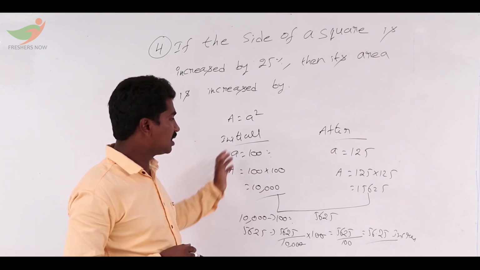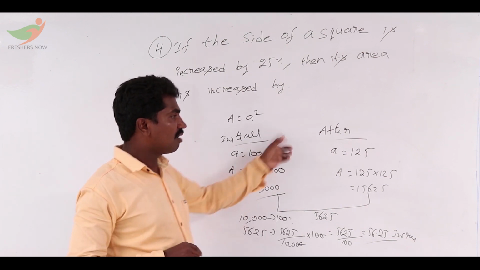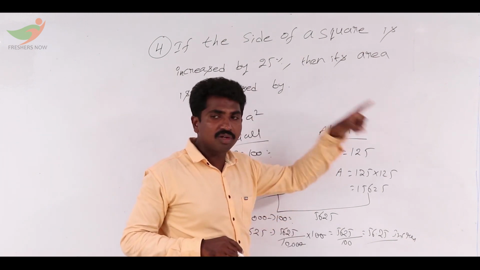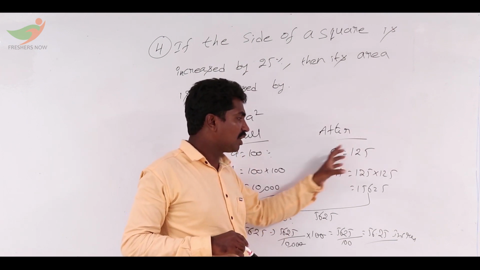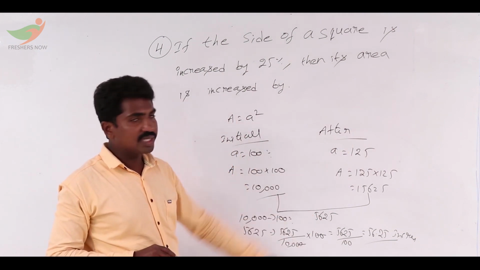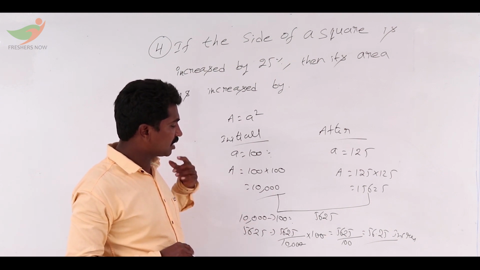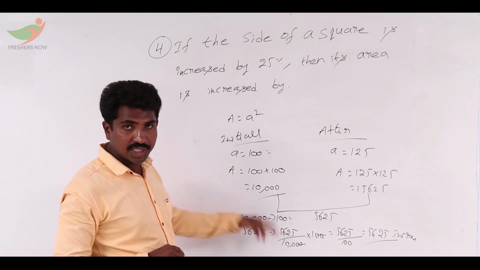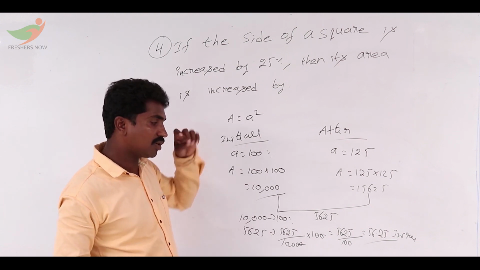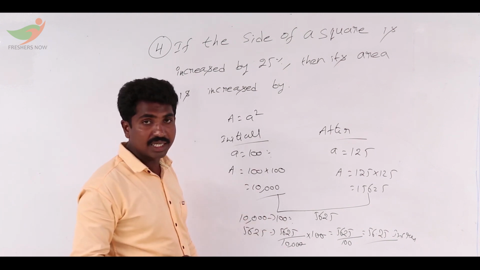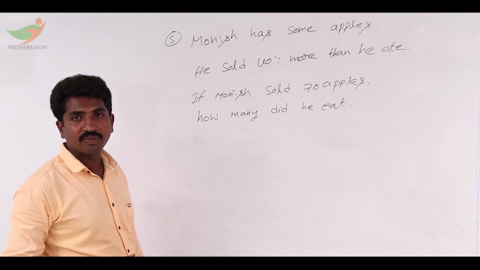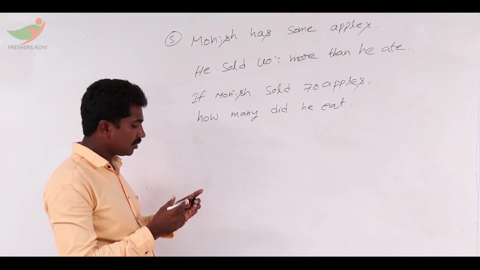Initially, I am taking the side as 100%, area 10,000. After the change, the side increased by 25%, so 125. Area 125 into 125, 15625. Here the difference is 5625. Initially area 10,000 is 100%, 5625 is how much? 56.25%. That value increased.